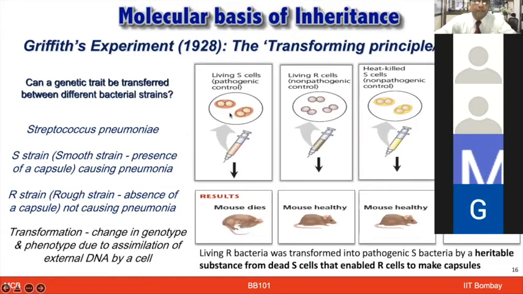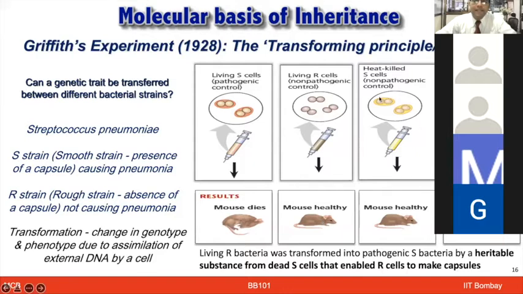He injected these bacteria into mice and looked at their pathogenicity. When he used the S strain, which can cause pneumonia because of the capsule, of course, as expected, the mouse died. When he took the R strain, which cannot cause pneumonia because it does not have the capsule, the mouse remained healthy. If you recall, when we talked about prokaryotes and eukaryotes, we talked about the capsule. So the R cell does not have pathogenic capability, and therefore the mouse remained healthy after the injection.